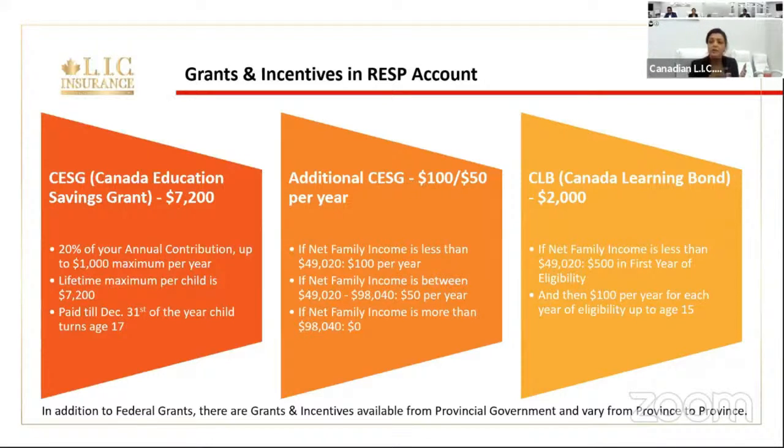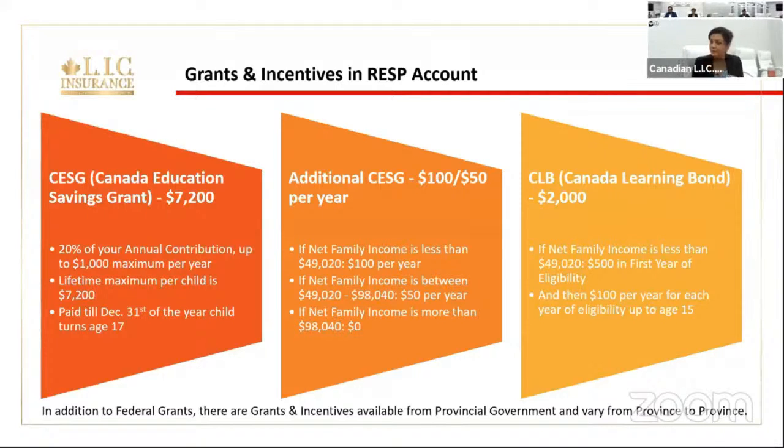income. So if your family net income is less than $49,020, then the first year you open the account, you get $500 as a CLB, Canada Learning Bond. And any further year you qualify, if your family net income is less than a certain amount, whatever it is on the CRA chart, you will be qualifying for an additional $100 CLB.